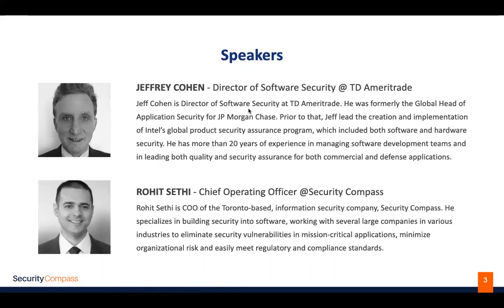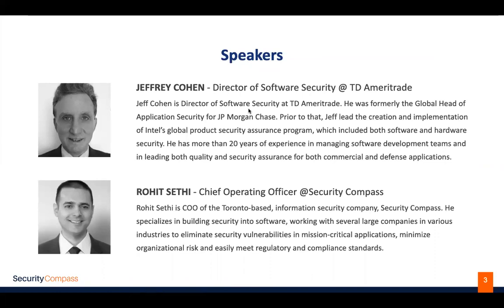Yeah, hi, this is Jeff Cohen. I'm the Director of Software Security at TD Ameritrade. Prior to that, I was the Global Head of Application Security for JPMorgan Chase. And before that, I led the creation and implementation of Intel's Global Product Security Assurance Program. So I've been involved with application and software security for about 13 years. Prior to that, I also have about 20 years of experience in developing software and managing software development teams at various levels.